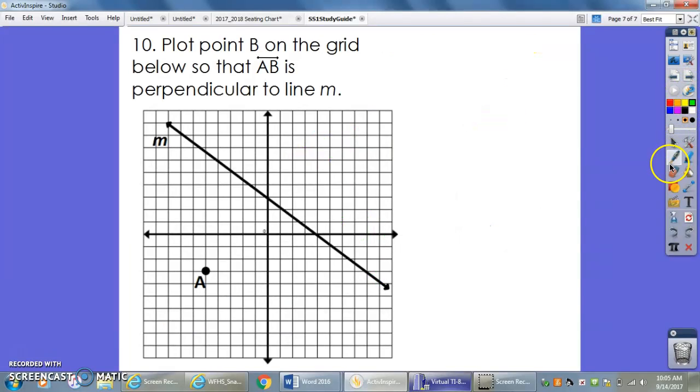Number 10 says plot point B on the grid below so that line AB is perpendicular, another keyword, to line M. Let's try that again. Perpendicular. Okay. So keep in mind, perpendicular lines, I'm going to show you an example.